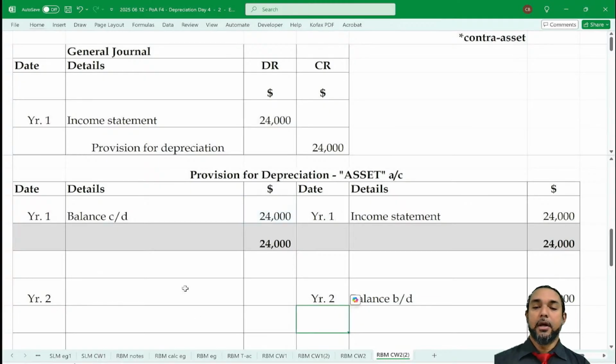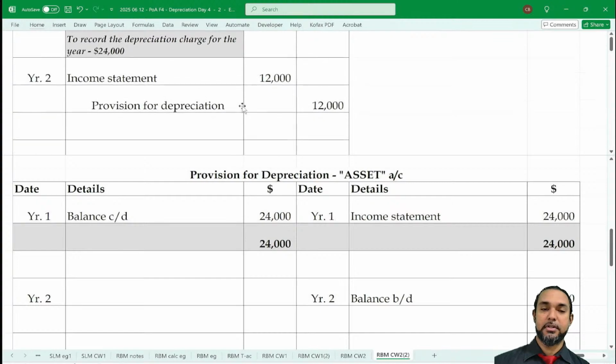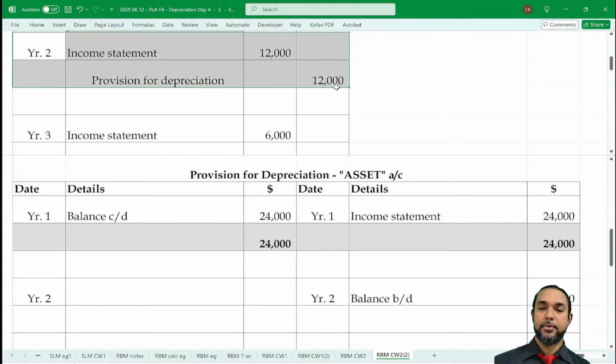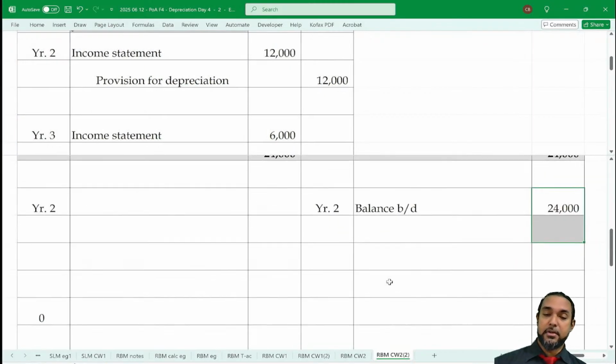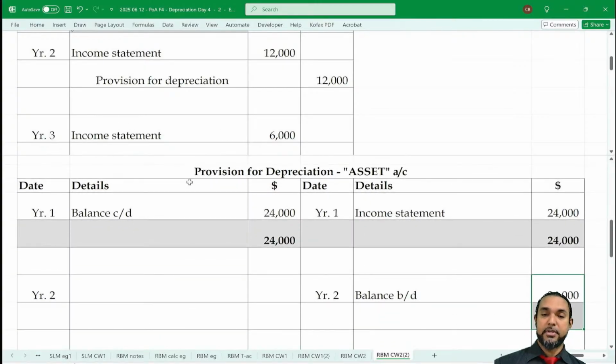Now, I want you to repeat what I did for year two. If you go up here in your journal entries, you'll see that year two had a depreciation amount of how much? 12,000. So you'll put year two income statement 12,000. And when you balance off, you'll have two years' worth of depreciation. So you add 24 and 12. That gives you 36, and that'll be the new balance carried down. Then you bring it down to year three, and repeat one more time with the depreciation in year three. Take your time.